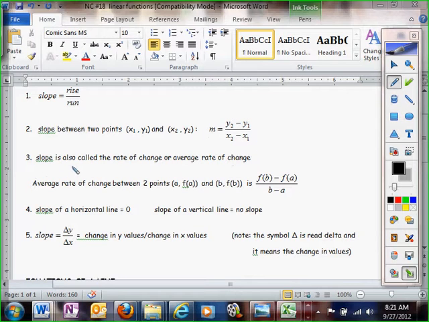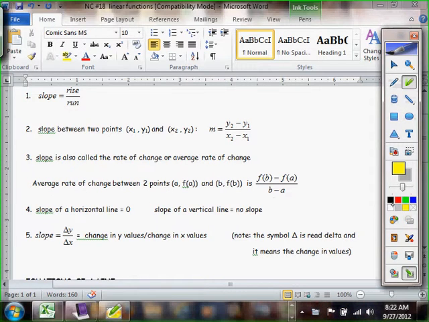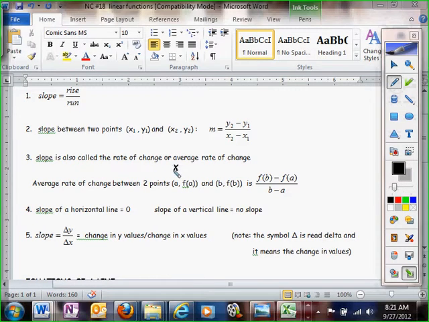Number 3, the slope is called the rate of change or average rate of change. The average rate of change between 2 points, this right here is new. This is not review. You probably have never seen it look like this before. 2 points where you have a comma f of a. What does that mean? All this means is it's the same thing as if I had x comma f of x.